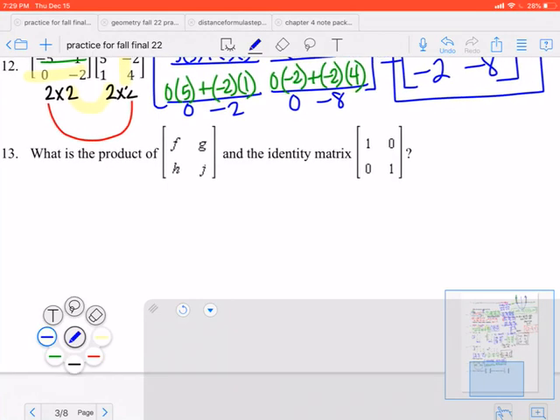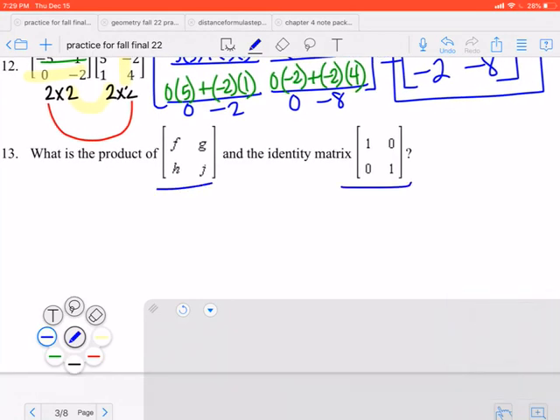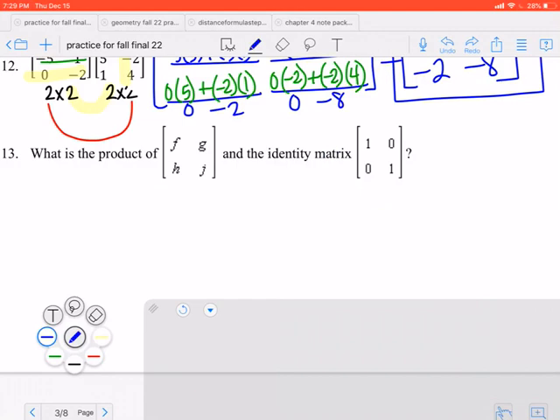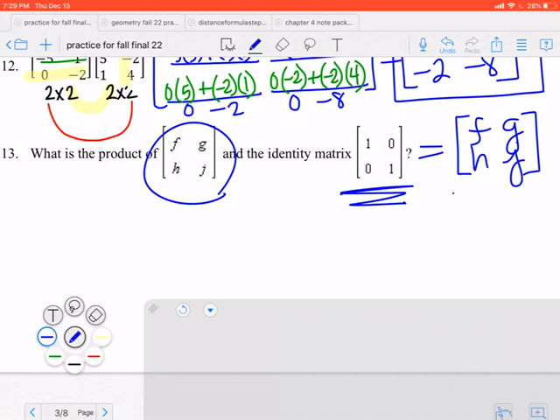What is the product of this guy with the identity matrix? The identity matrix is like multiplying by 1. So any 2 by 2 matrix that I multiply by this gives you what you started with. So we're going to get the same thing. F, G, H, I think that's a J. Any matrix times the identity equals itself.